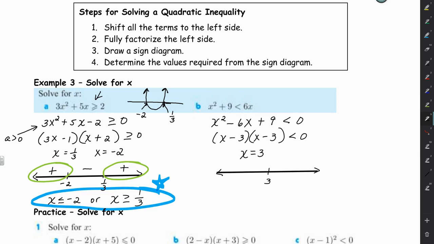We know that our parabola is facing up because we have a value of a greater than 0. We know that we're only touching in one place, so we have positive before and after 3. Now we're going to go ahead and think about solving this. So we want to know all the values where x² - 6x + 9 is less than 0. Well, looking at our sign diagram, we can tell nowhere is it less than 0. So this inequality is not true and there is no solution.